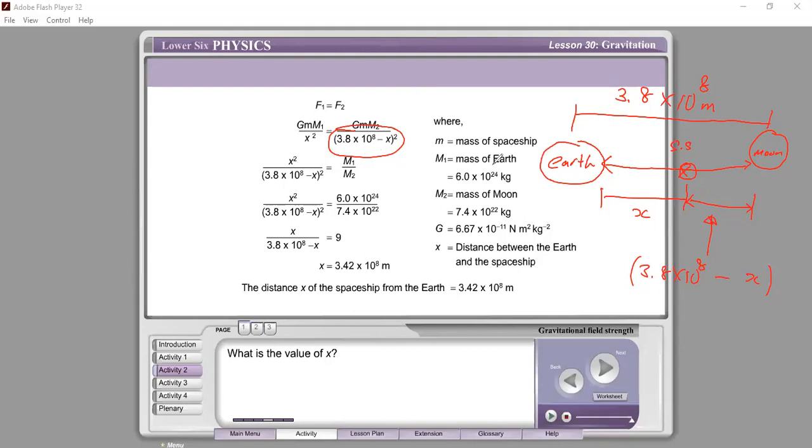The mass of the Earth is a constant, it never changes. The mass of the Moon is a constant, and G is a constant. Normally in the exam, all these values will be given to us. The distance will be given in the test, so don't worry, everything will be given.